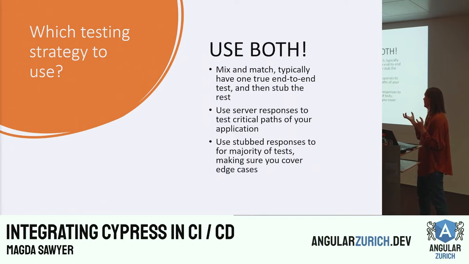Cypress recommends that you do sort of mix and match. You definitely don't want to run all your tests against a real server. A typical way would be to run end-to-end tests against a real server when you are testing critical paths of your application, sort of sunny day scenario, how everything works together. But when you are testing edge cases or some complicated scenarios or some less relevant things, just stub your responses and take advantage of the speed and simplicity.